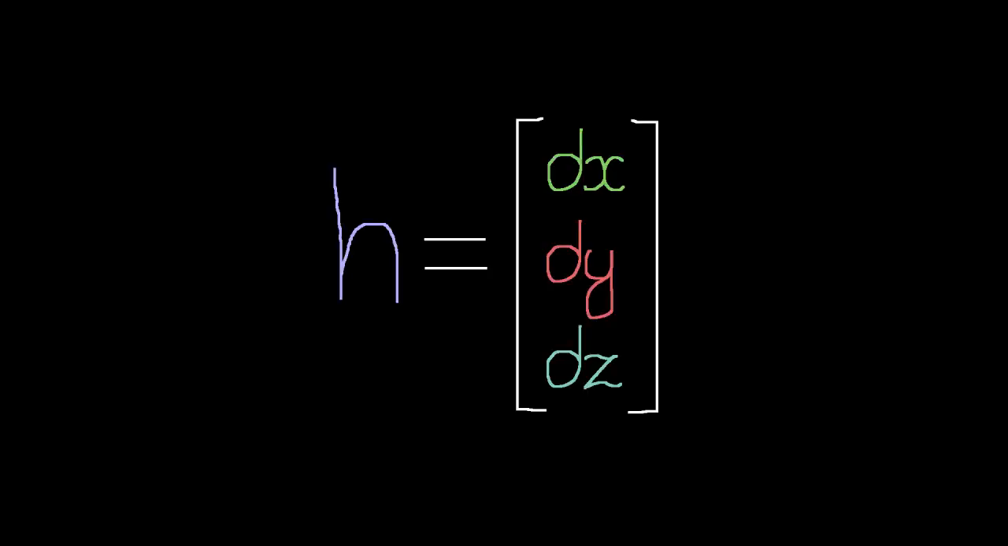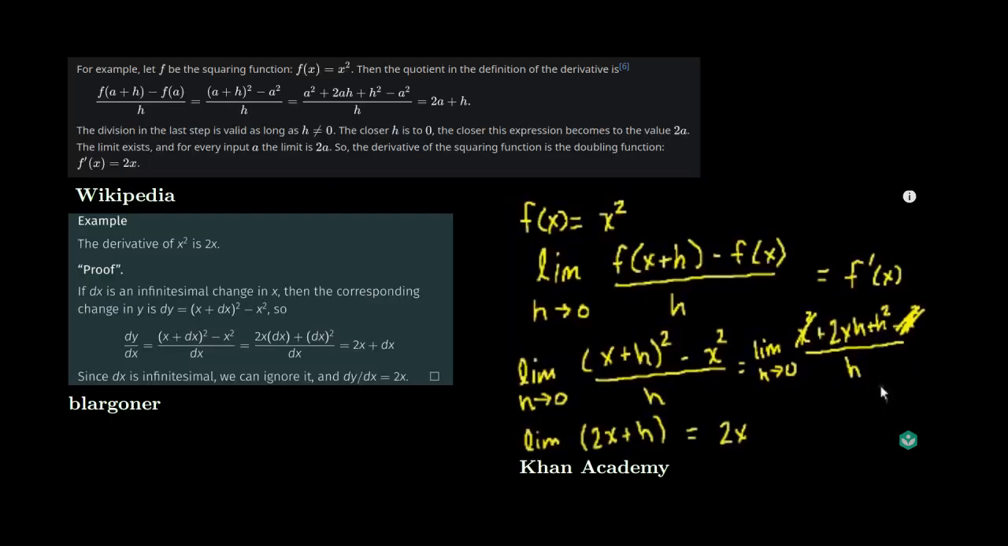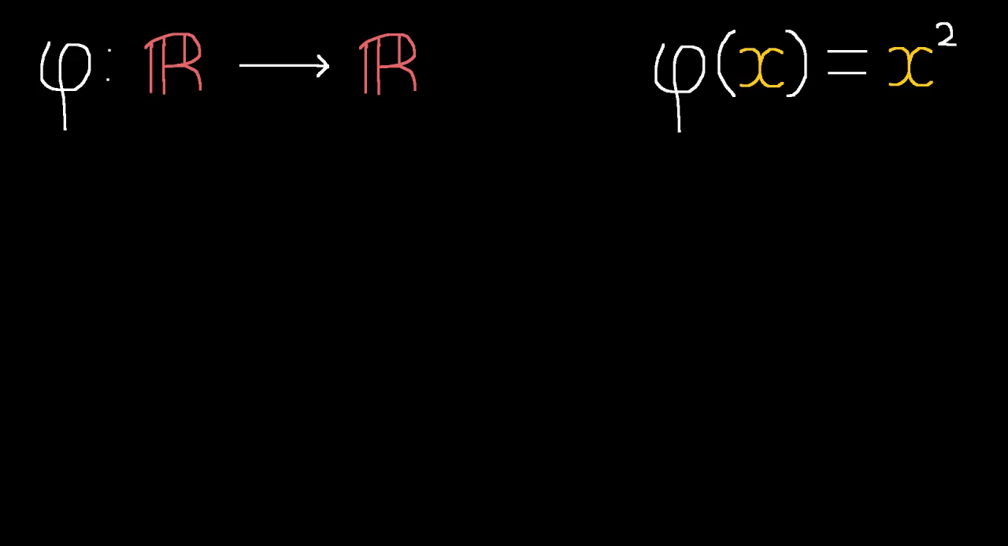So, how does this actually work out computationally? Let's try a few examples. In each, we will use dx, dy, and dz to denote the coordinates of h. These are just going to be mundane real numbers. First, because I'm required to by law, let's consider the example of phi of x equals x squared, just to see how things work out in the single variable case.